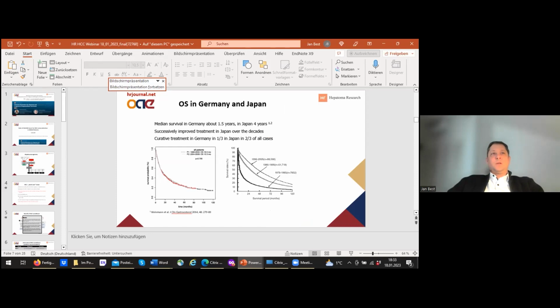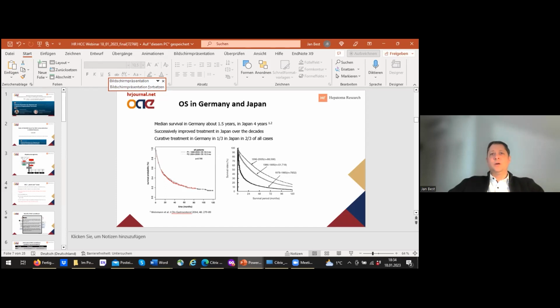So what is the potential benefit of the surveillance? We can see here on the left hand, a German study from Weinmann et al. And they compared the survival of HCC patients over the time from 1998 to 2003 and from 2004 to 2009. And there was almost no difference in the survival in this long period of observation.